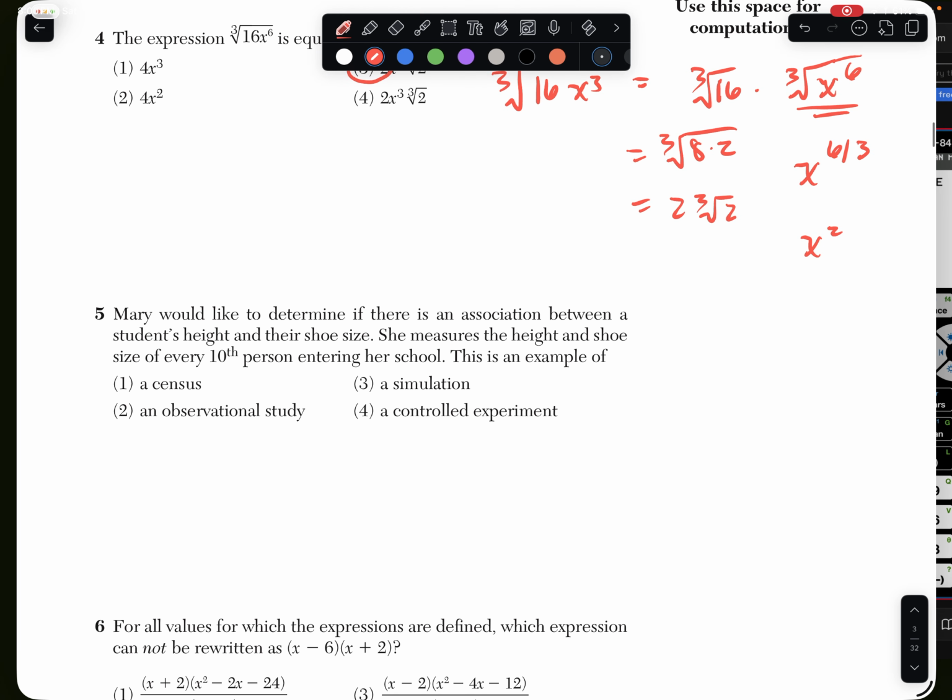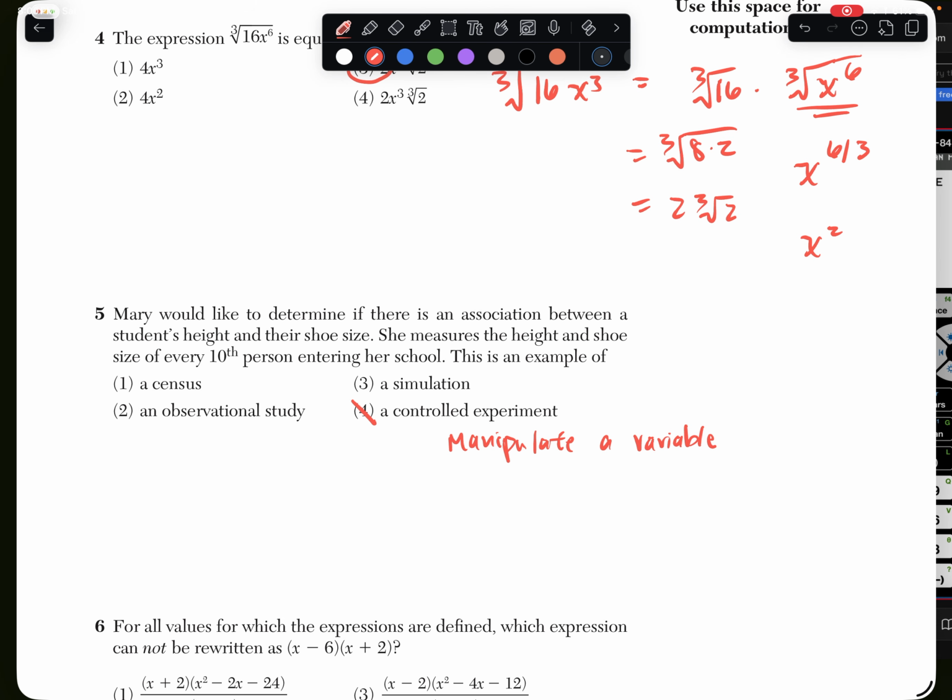All right, Mary would like to determine if there's an association between a student's height and their shoe size. She measures the height and shoe size of every 10th person entering her school. This is an example of... So in this case, we can eliminate a control experiment. It's because Mary is just kind of collecting data. In a control experiment, we would have to manipulate a variable. And that's like an experiment.